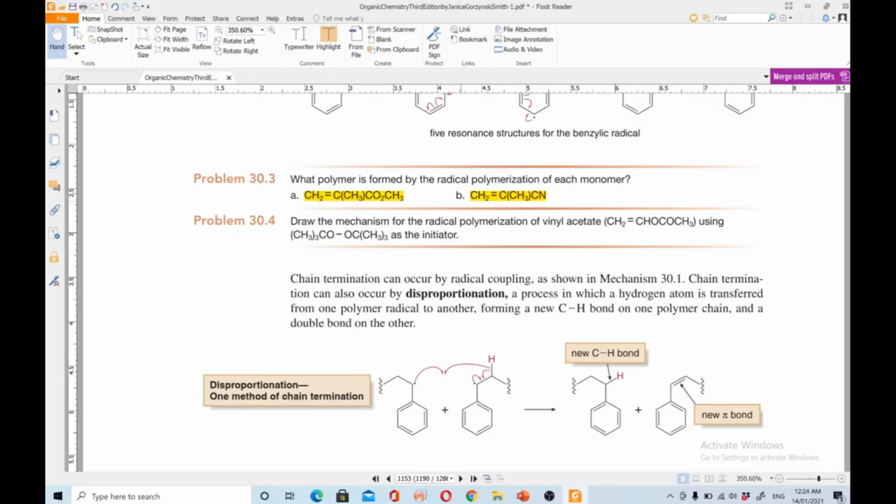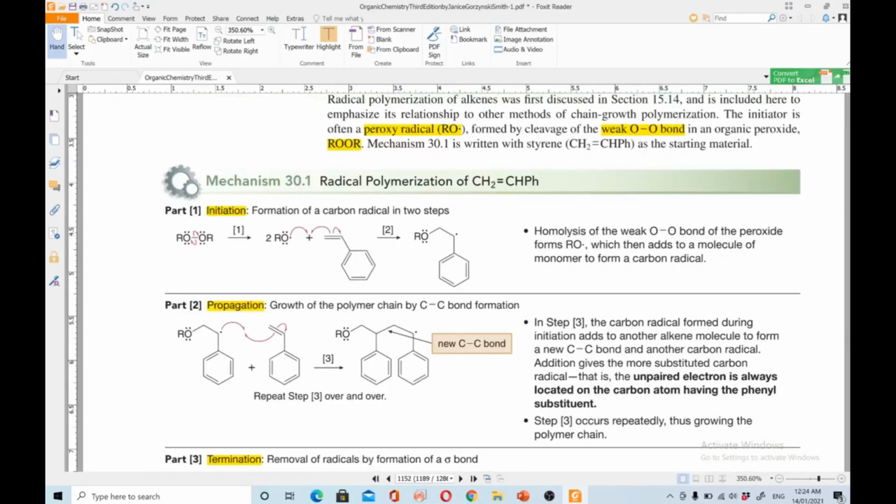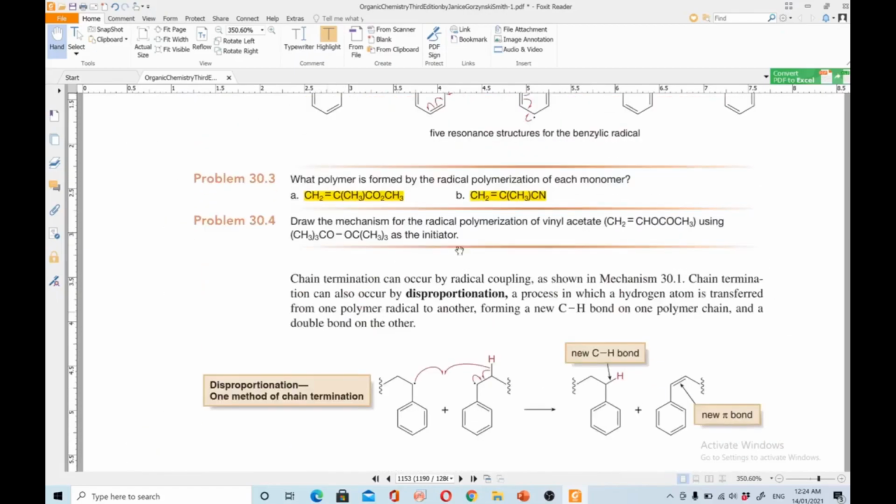Draw the mechanism for the radical polymerization of vinyl acetate using this as an initiator. Here the initiator was a general RO-OR, but in the question it is given to you which kind of initiator you will have to use. So these are the two oxygens, and the bond between this oxygen and oxygen will break. You don't need to worry about these alkyl groups.